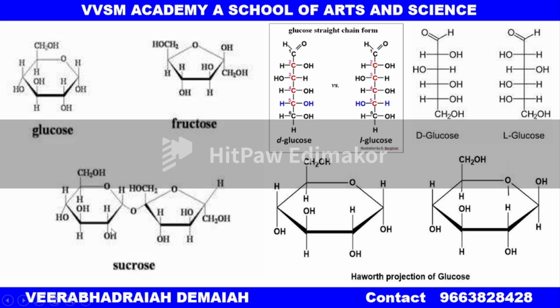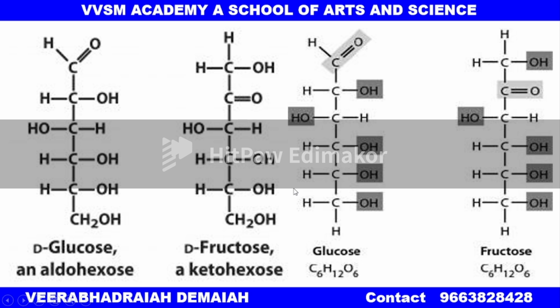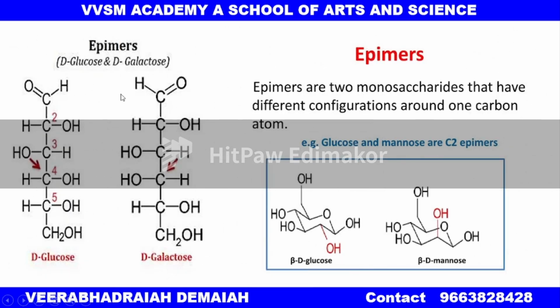So these are the projection structures of glucose. Glucose straight chain structure. This is a keto group. See, this is the keto group, and this is L-glucose, and this is D-glucose. D-glucose is an aldohexose. This is an aldohexose. This is D-fructose, a ketohexose. This is glucose. OH, which molecules are attached here. This is the fructose chain structure. All these structures.